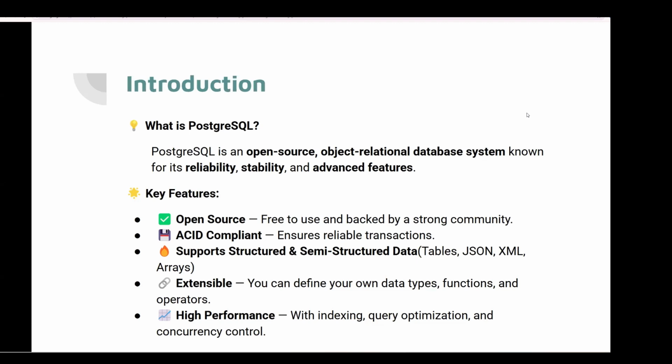So what is PostgreSQL? It's an open source object relational database system known for its reliability, stability, and advanced features. Object in the sense that we can use object classes, inheritance, encapsulation, and methods like other programming languages such as Java, C Sharp, Python. And relational database because it stores data in tables with rows and columns. It also supports SQL, foreign keys, joins, constraints, and relationships. Hence, it's an object relational database system.